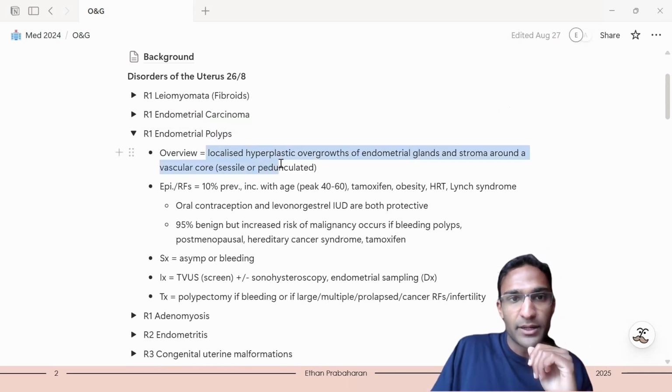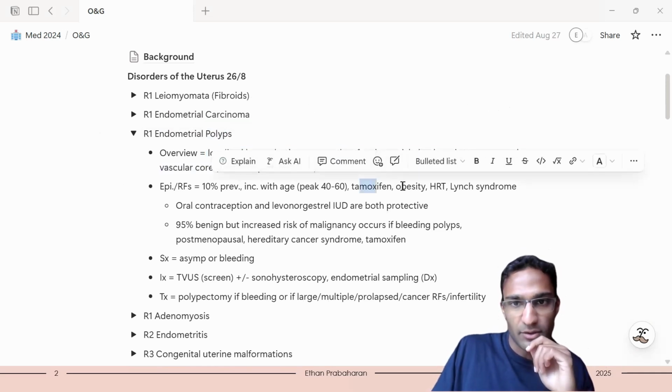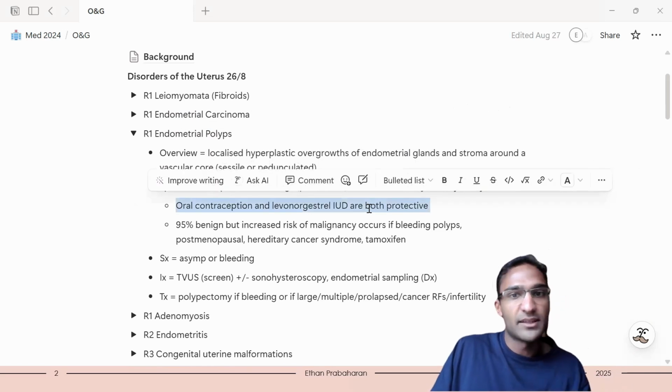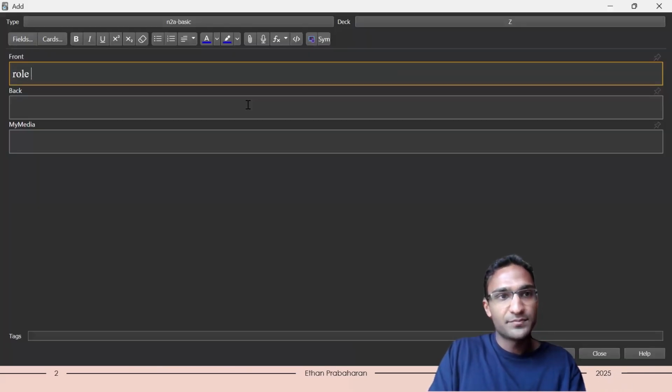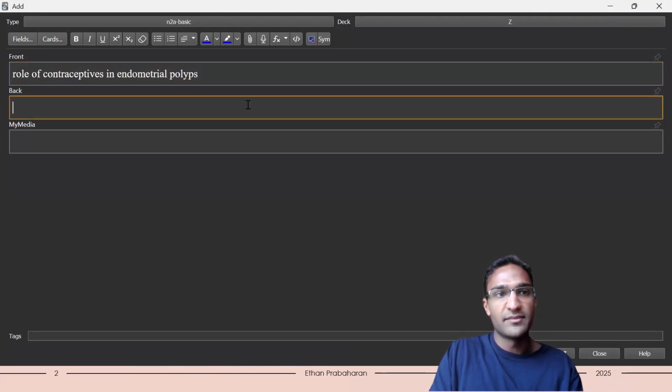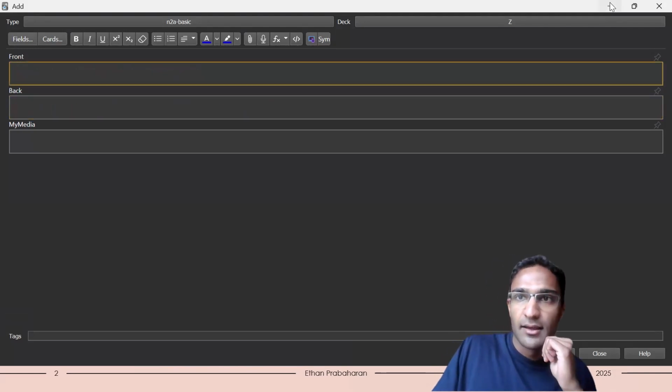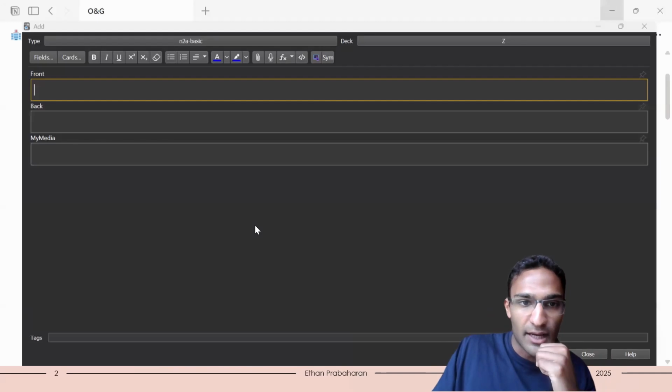And then I'll just look through and I'll say, all right, I got tamoxifen, I got estrogen, I missed obesity. This is interesting, so I wouldn't have thought that's the case. So then maybe I will say, as an Anki card, role of contraceptives in endometrial polyps, and then this is the back of my card, and that's done. So it's all pretty quick.